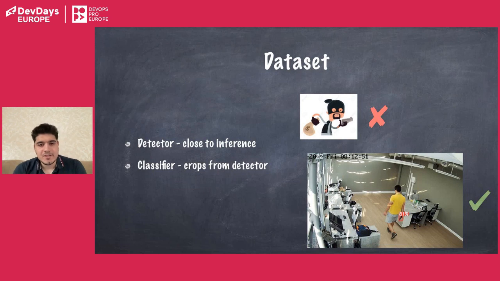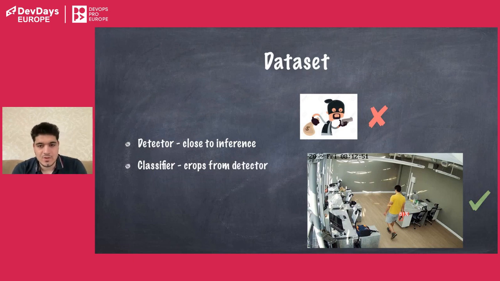Now, let's touch a little bit on specifics of collecting the dataset for this technique. And of course, you should remember general things like collecting a balanced, diverse, representative dataset, having good consistency in labeling, and so on. But here are a couple of things that I want to mention specifically for this task.